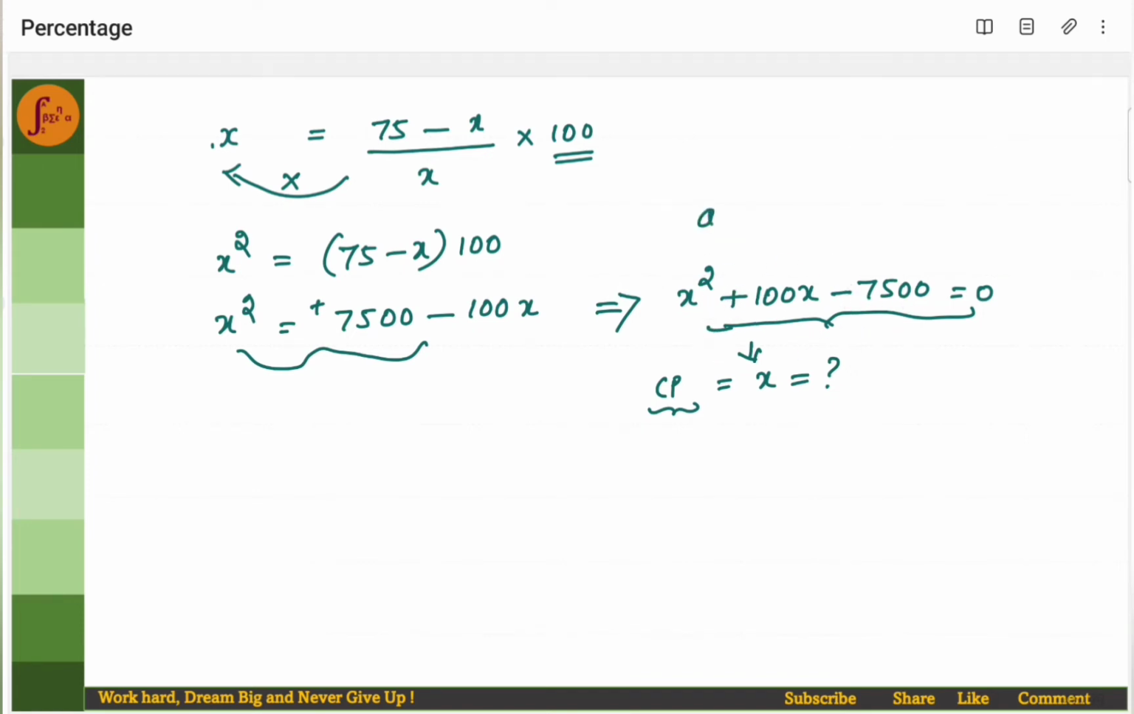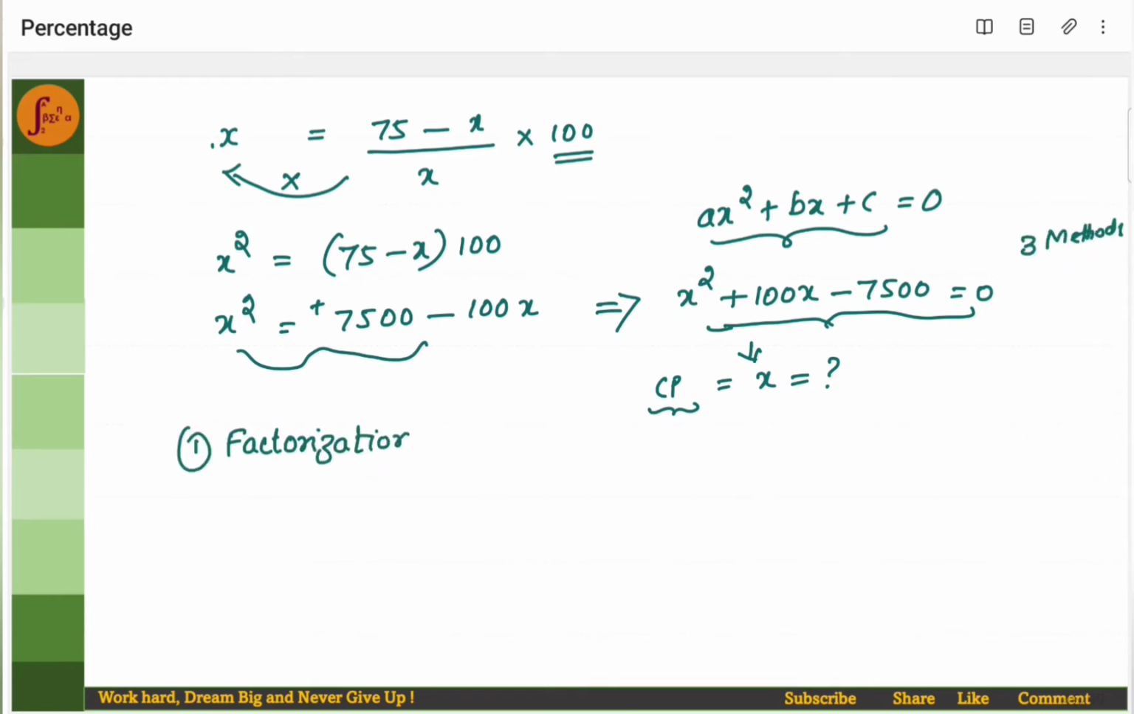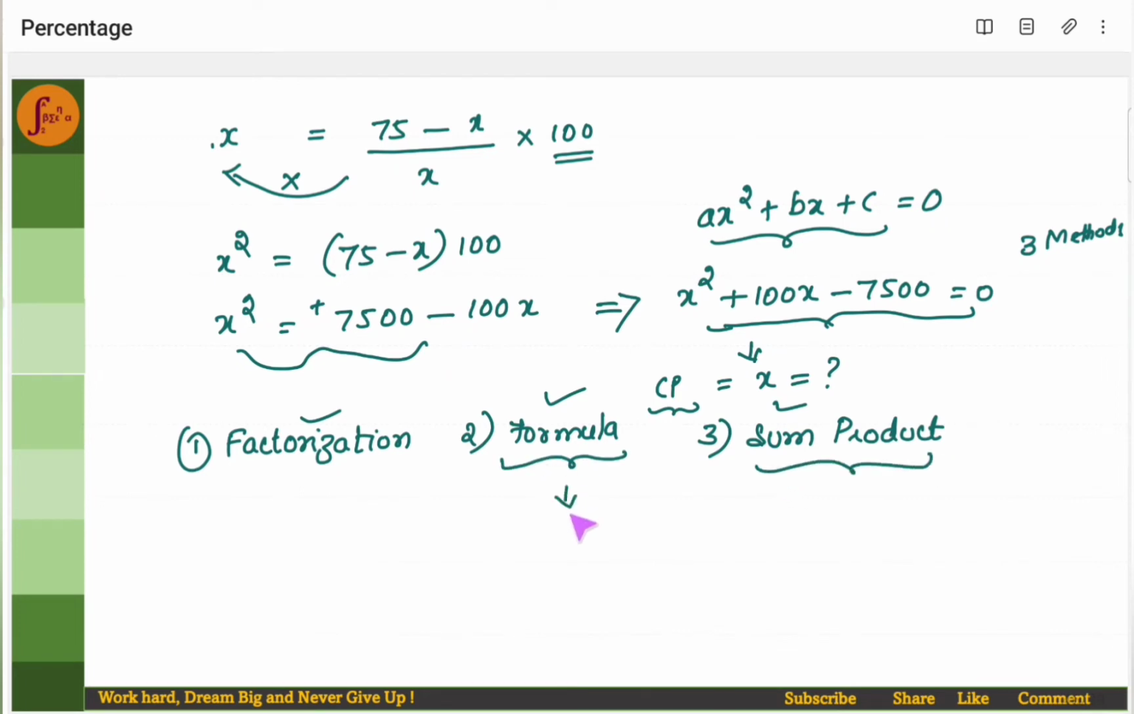Now there are multiple ways to find X when you have an equation like this. This is of the form ax square plus bx plus c is equal to 0. There are three methods to solve this. The simple method is factorization. The second method is the formula. And the third method is sum product. Based on the complexity of the problem, we can take any of these methods. I generally prefer formula and sum product.